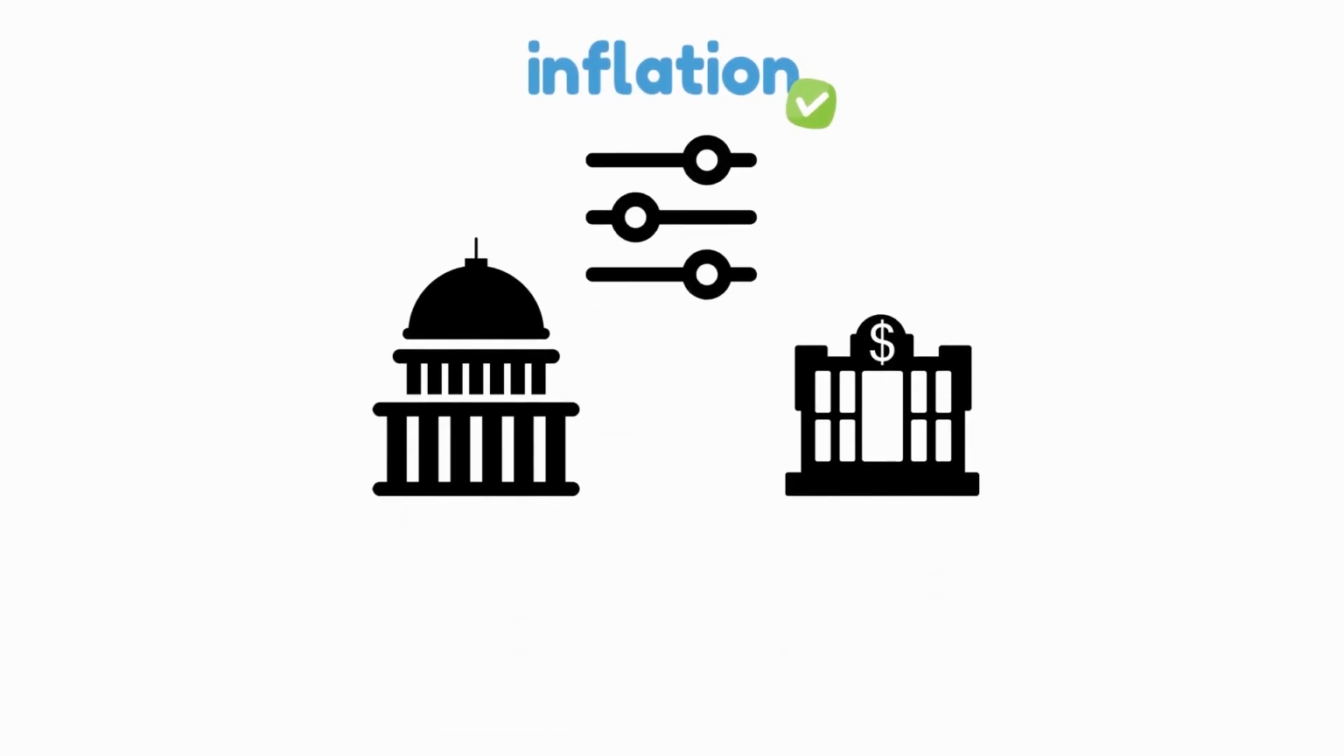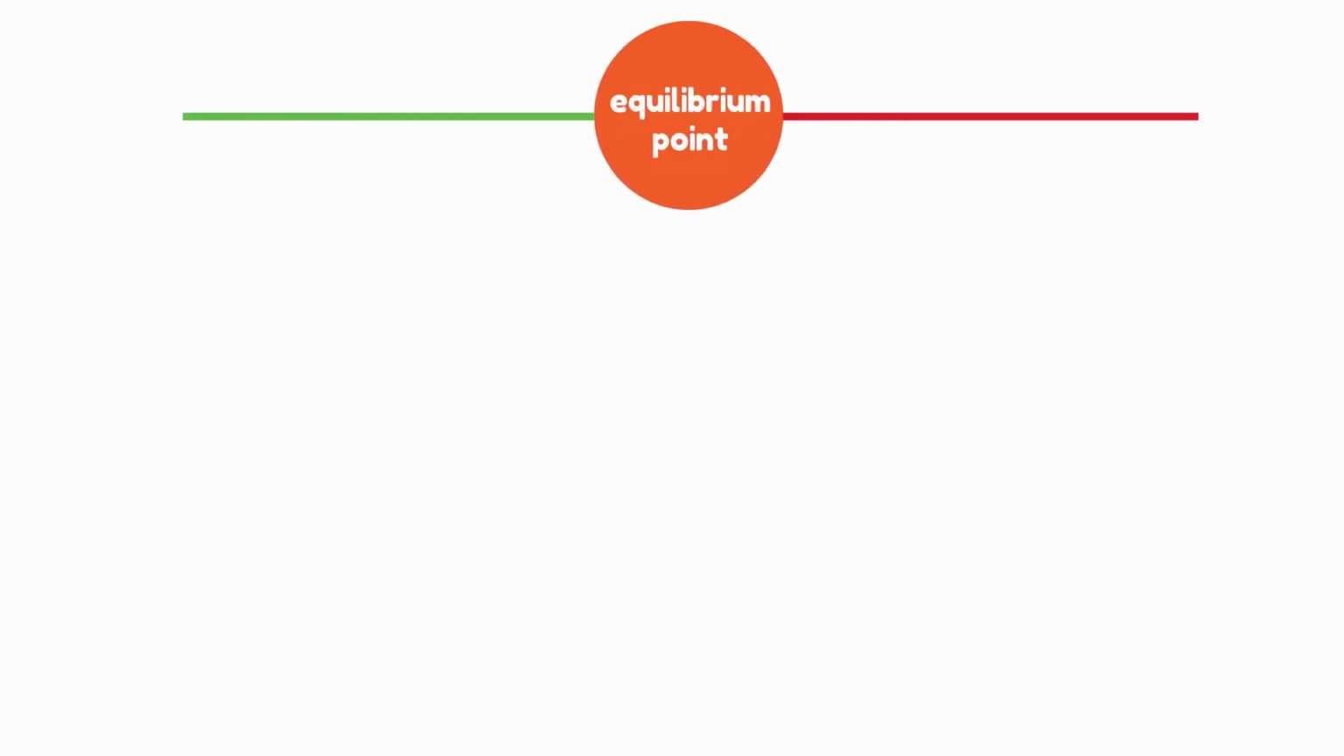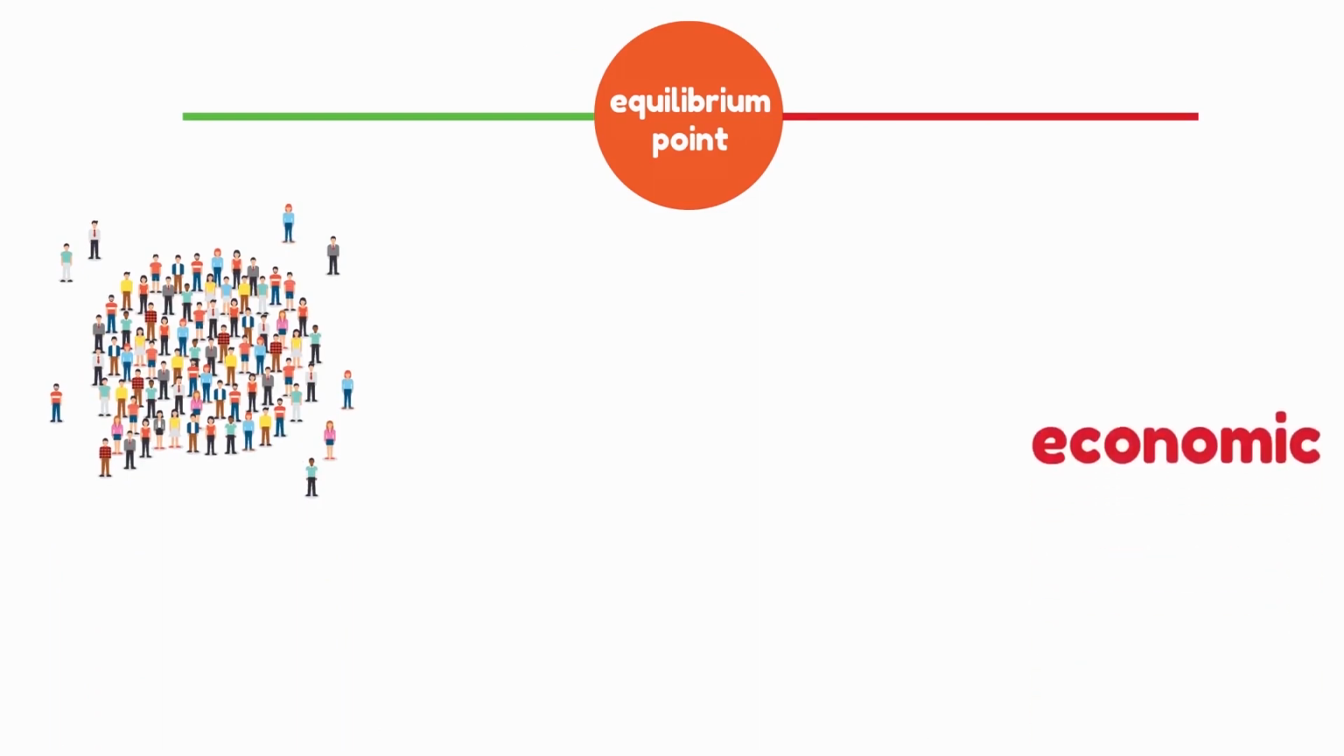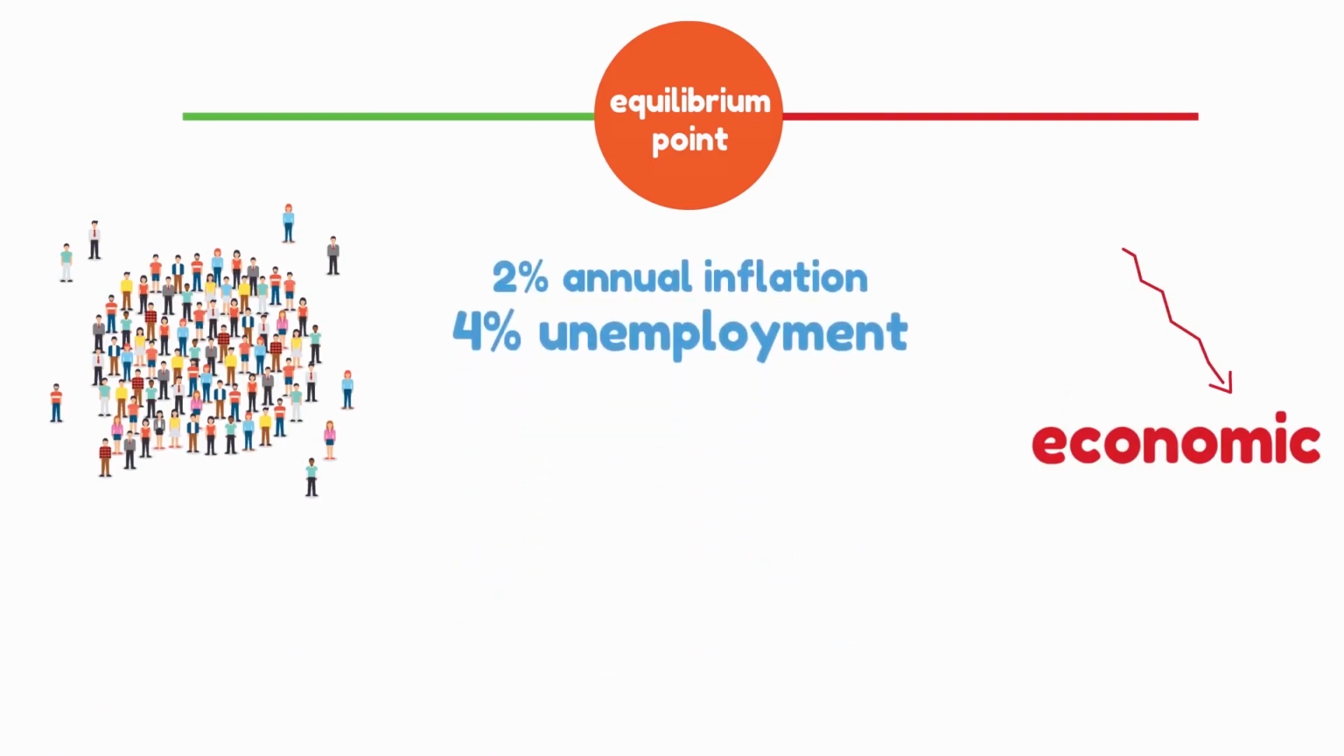Some inflation is considered acceptable, and that's why the government and central bank are trying to control it at an ideal range instead of extinguishing it entirely. At a certain average, some inflation is necessary for economic growth, but once it passes a specific equilibrium point, it negatively affects consumers and the economy's growth. A good equilibrium point is considered in today's capitalist societies as having 2% annual inflation and 4% unemployment.